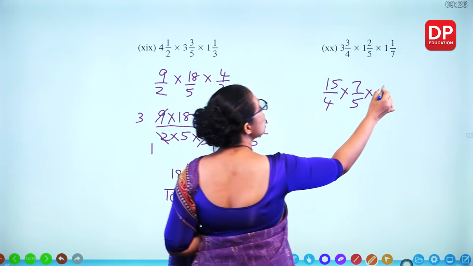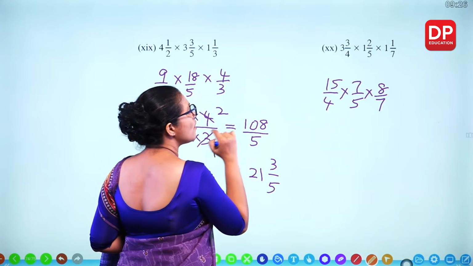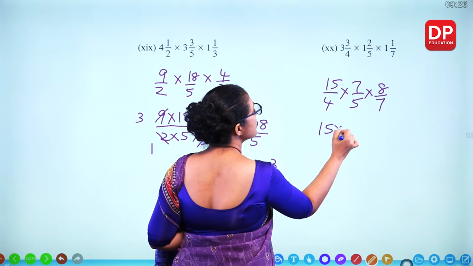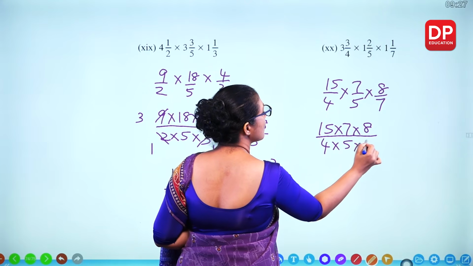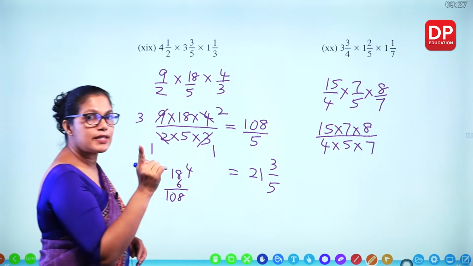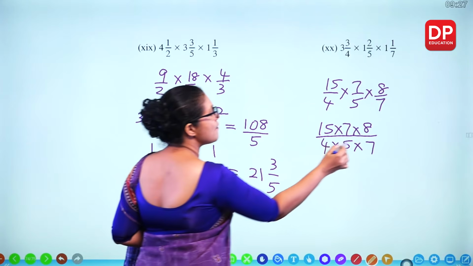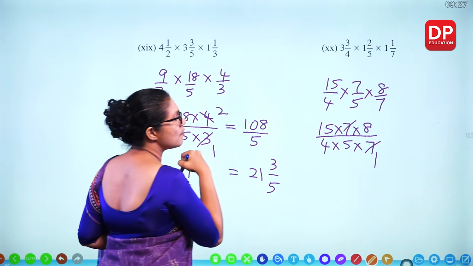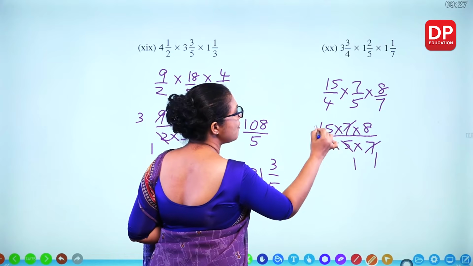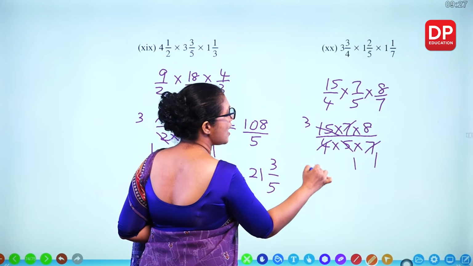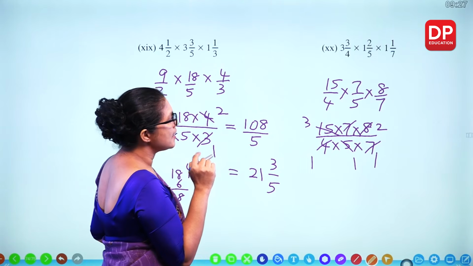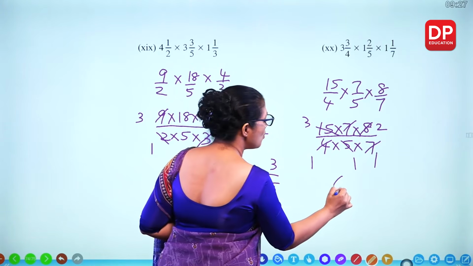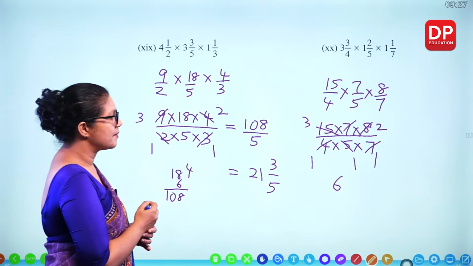This is 8 over 7. Now cross out the common factors. Always numerator with the denominator. So 7 gets cancelled out. What else? 5 times 1, 5 times 3. 4 times 1 with 4 times 2. So what's the final answer? 3 times 2, you get 6.